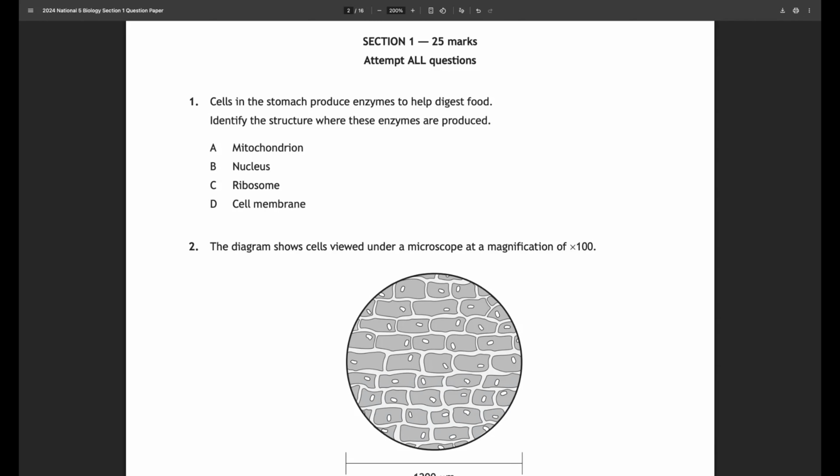And once you say identify the structure where these proteins are produced, it becomes much easier. And that then relies on your knowledge from 1.1, which is that the ribosome is the site of protein synthesis. So that would be the answer for the first one, is C.